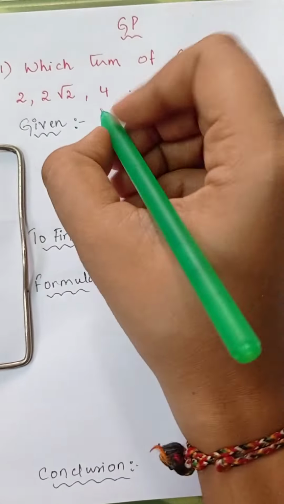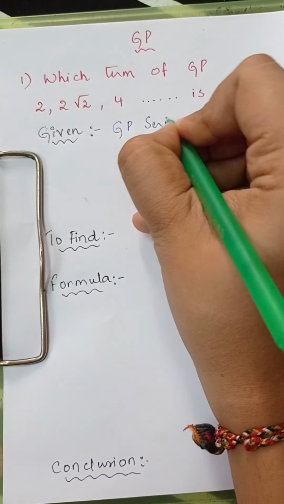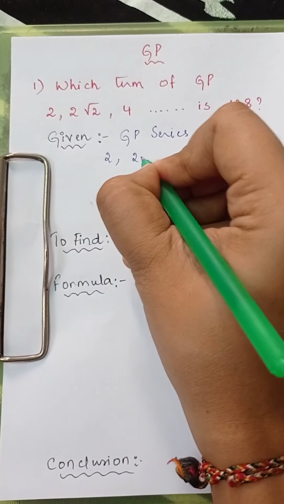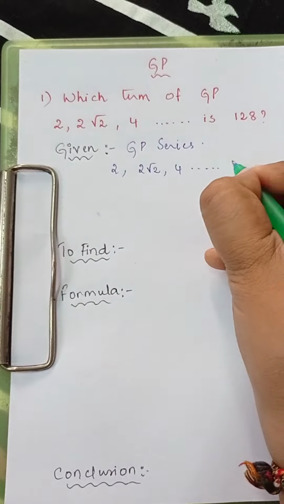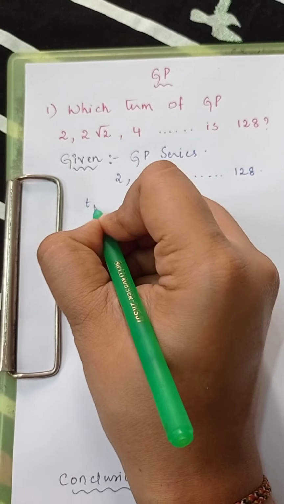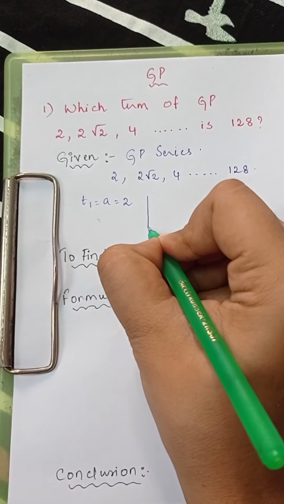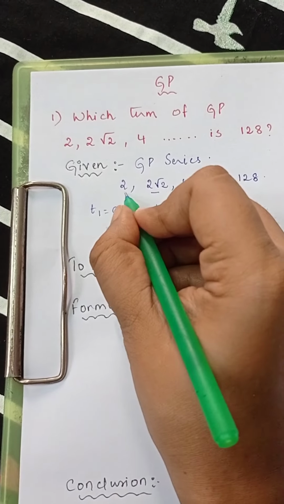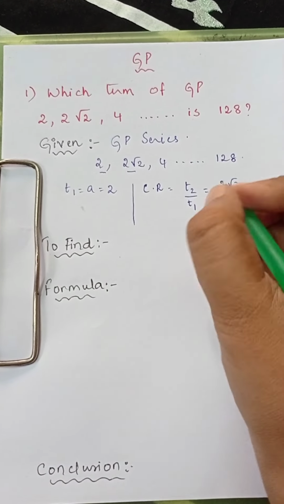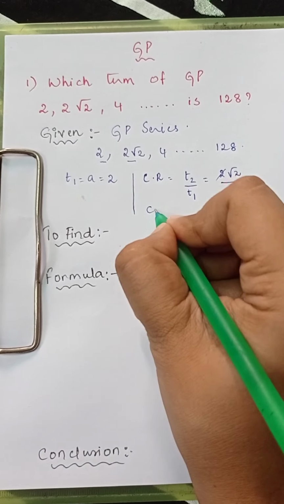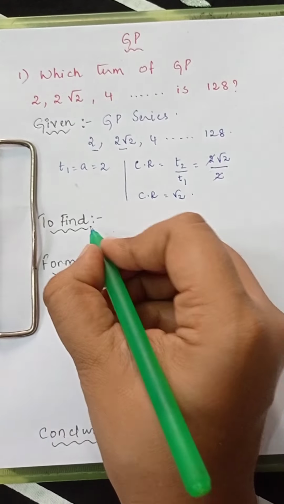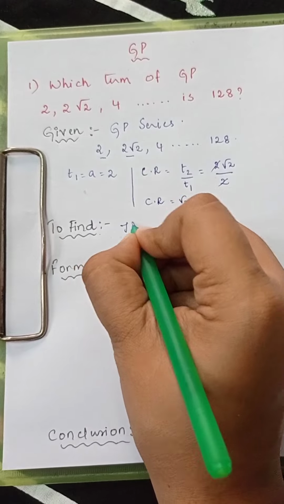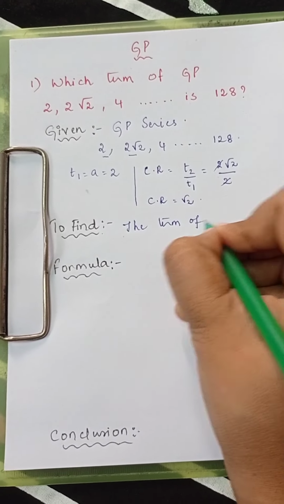As given, the GP series: we are going to write the series 2, 2 root 2, 4, and so on, up to 128. So T1 is equal to a is equal to 2, and we need to find the common ratio. T2 by T1 is equal to 2 root 2 by 2. So we'll get the common ratio is equal to root 2.